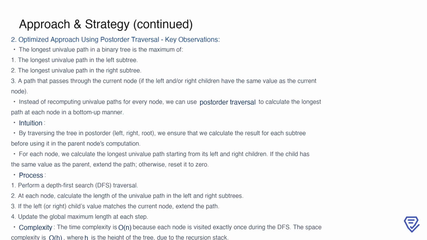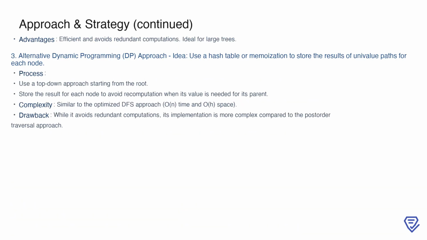This approach is highly efficient, with a time complexity of O(n), since each node is visited only once, and a space complexity of O(h), where h is the height of the tree, due to the recursion stack. The optimized post-order traversal provides significant advantages. It avoids redundant calculations, making it highly efficient and ideal for handling large trees.